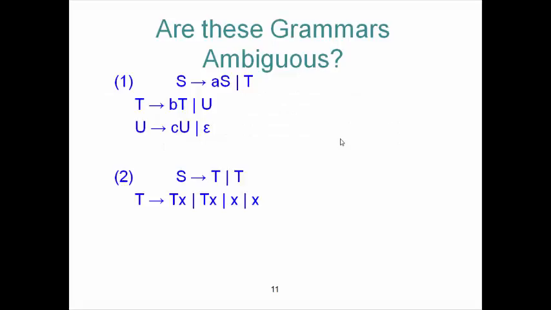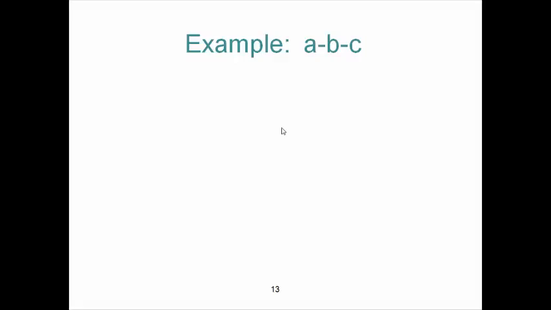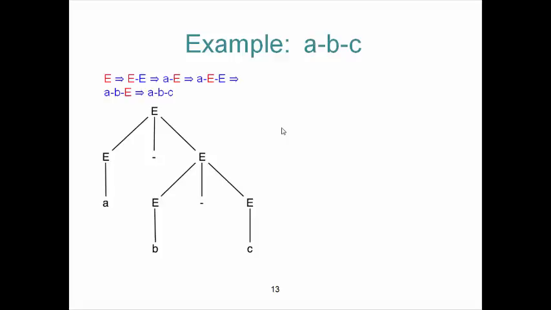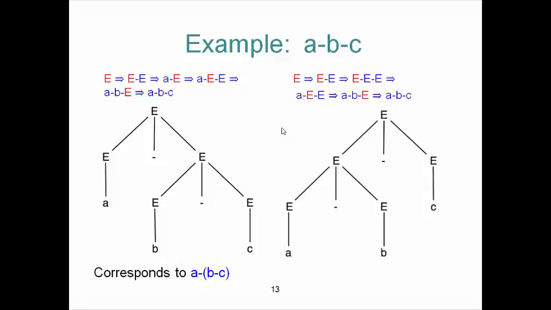Here are some examples of grammars which are ambiguous. So you can take it as an exercise. This particular string generates two parse trees for two different derivations. One more example of an ambiguous string which gives you two different parse trees.